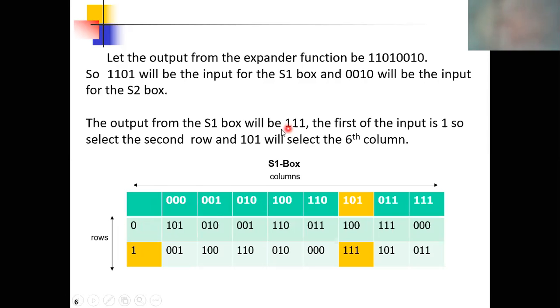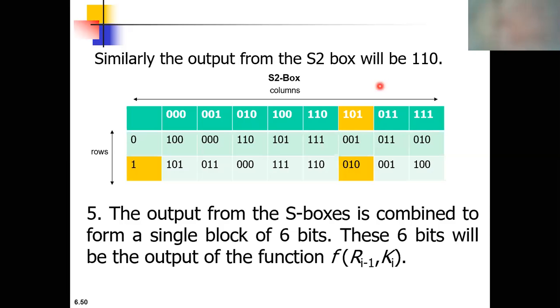So the first element will tell you about the row number, and the rest of the 3 elements tell you about the column. So if you put these 4 input bits into S1, the first bit will tell you about the row, and the rest of the 3 bits will tell you about the column. So the first row, column 101. For that the output will be 011. Same is the case if you put this output, like 0010, into S2, you will again map 4 bits into 3 bits. I have discussed this earlier.